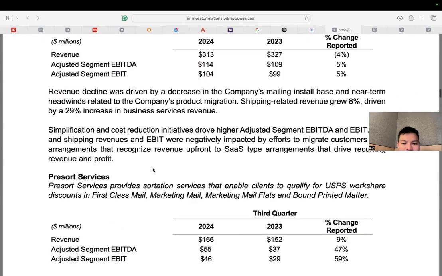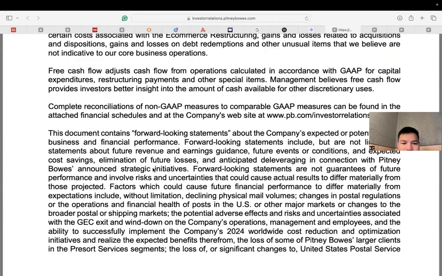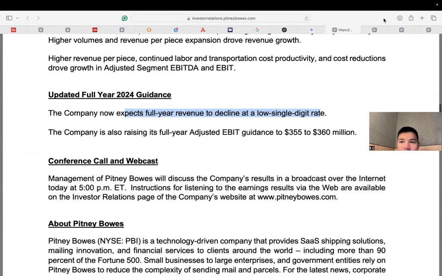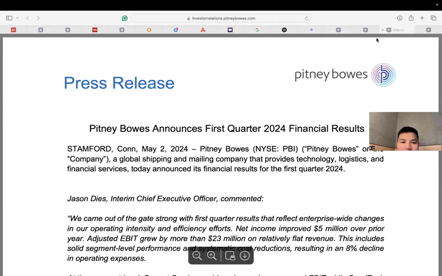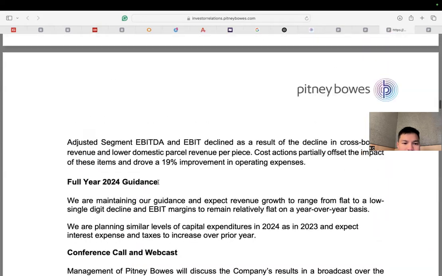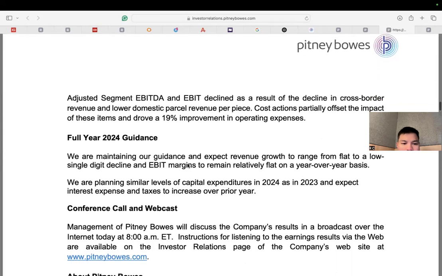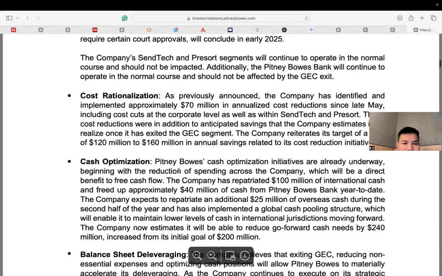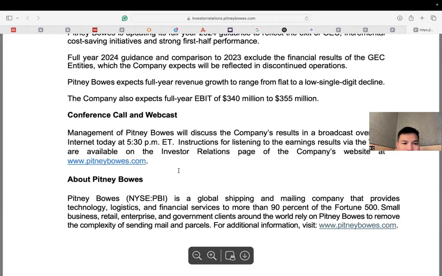November 7th. Okay. This is supposed to be there. Okay. Cool. Very cute. And let's put it this May. Nice. This is going to be maintaining guidance from flat to a low single digit decline. Okay. And then last one.